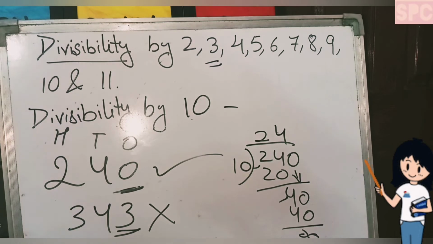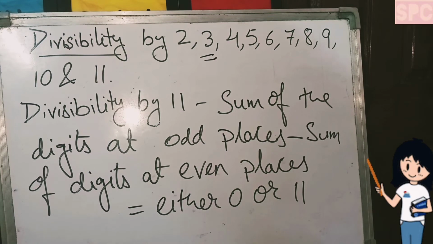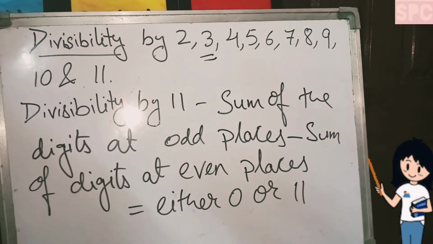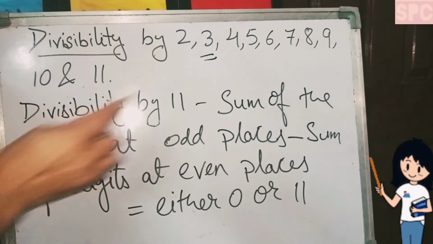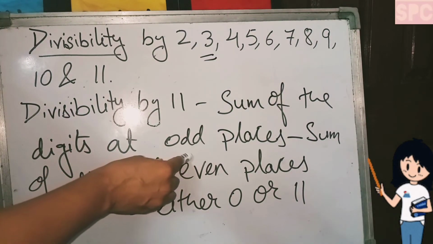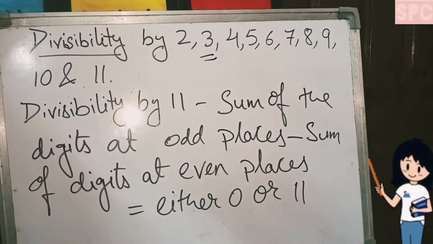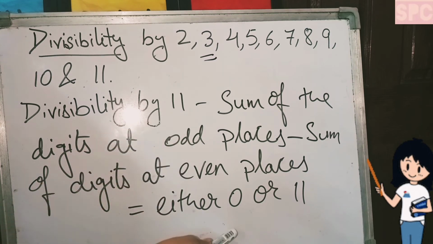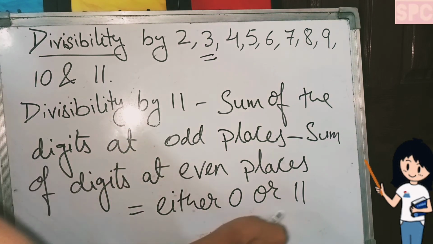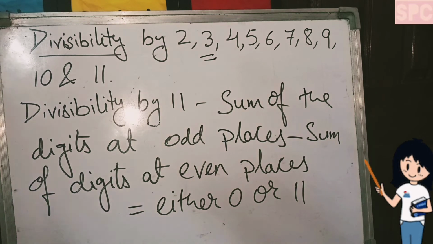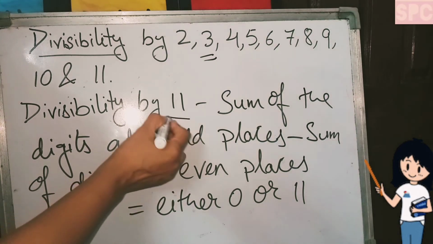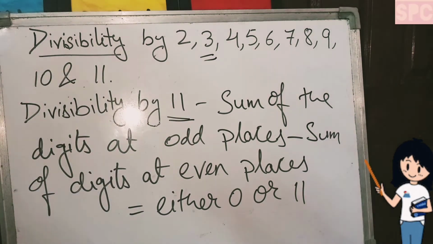Let's move on to the last one, which is the divisibility by 11. Now for any number to be divisible by 11, the condition is the sum of digits at odd places minus the sum of digits at even places. After subtracting them, we should either get 0 or 11. If we get 0 or 11, then only that number will be divisible by 11. Let's understand this with the help of an example.